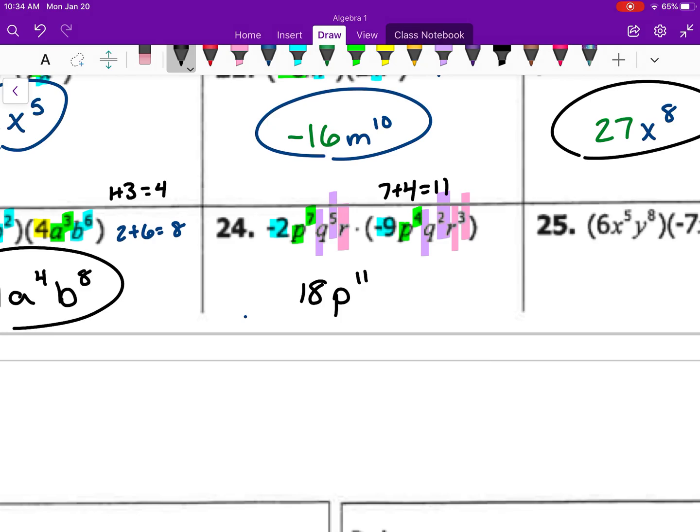For Q, there's 5 of them. I extend the multiplication to 2 more of them. 2 plus 5 equals 7, so that would be Q to the 7th. And then the last one for R, it's a 1st power times a 3rd power, that would be a 4th power.